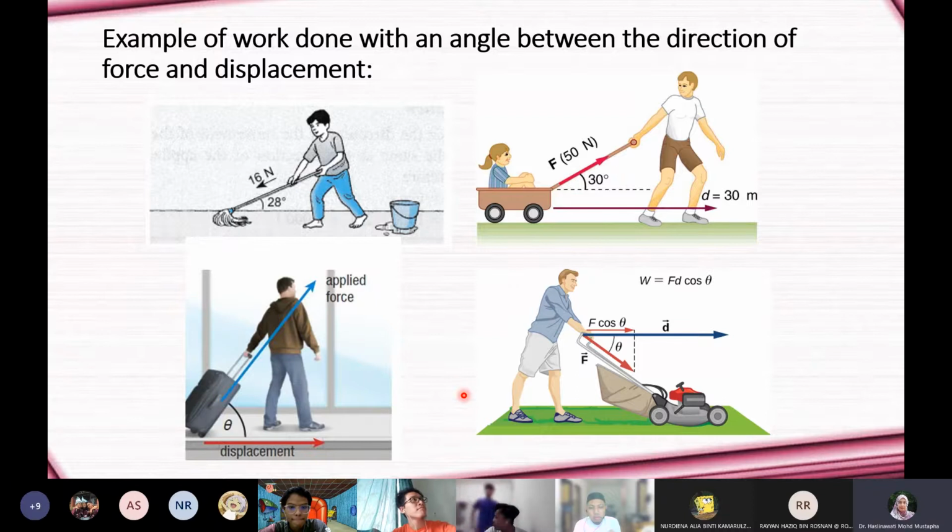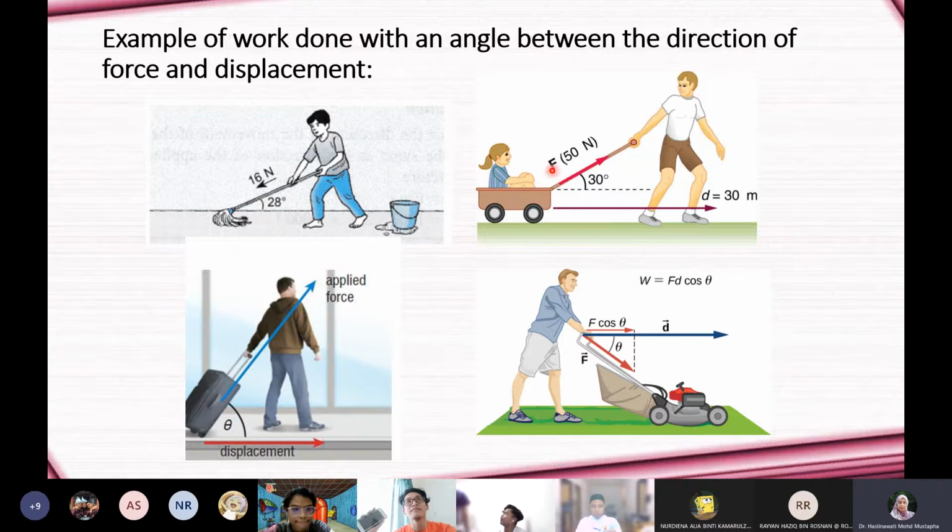Alright, example of work done. So this is the example of work done with the angle between the direction of the force and the displacement. Tengok situasi lelaki di sini. Dia mop lantai. So, ini adalah the direction of the force here. And then the displacement is here. So, dia punya theta adalah di sini.